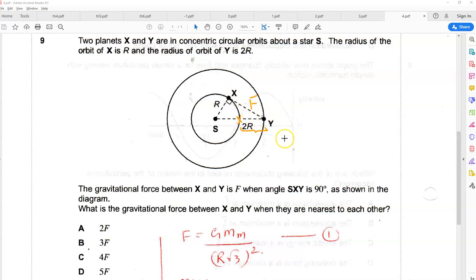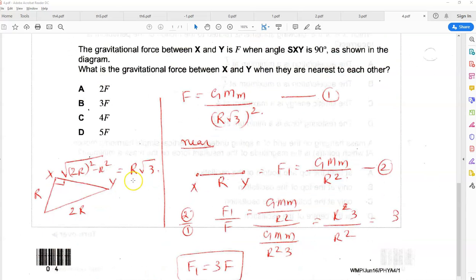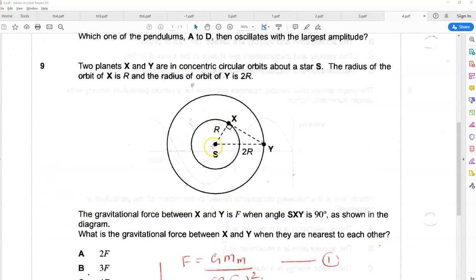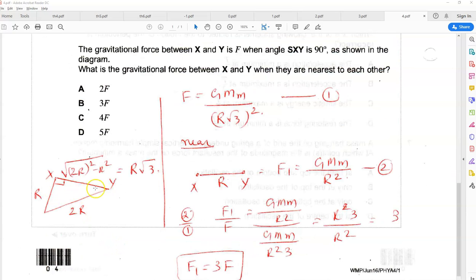To find the distance, you need a right angle triangle, so you can apply the Pythagoras theorem. Now if I take this triangle away, as shown here, this is the radius. Now SX here is r and SY is 2r. We need the distance X and Y so that we can apply the gravitational formula between X and Y. So apply the basic Pythagoras theorem. The distance X and Y is the square root of (2r)² minus r², which is equal to r√3.